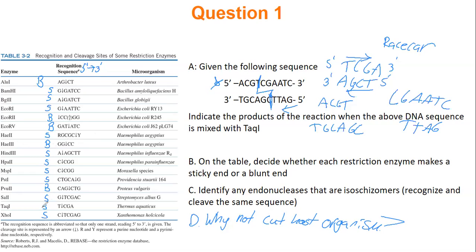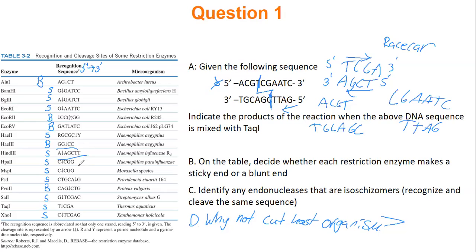So all you're asking yourself, sticky versus blunt end, is when I make a cut, do I have the same number of nucleotides on each side? If yes, that's going to be a blunt end cut. If no, that's going to be a sticky end cut.